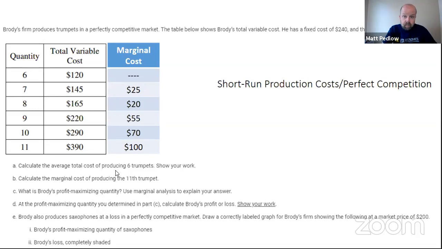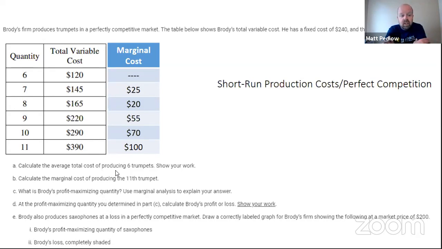Okay, typically, like on the last one we just did, what did they ask? They asked you to find the marginal cost. So now they're throwing a little bit different wrinkle here. This is Michael Brody's trumpet manufacturing plant from San Francisco. So calculate the average total cost of producing 6 trumpets. So we know that your average variable plus average fixed equals average total, okay? So how do we get that? Well, there's an easy way to do this.